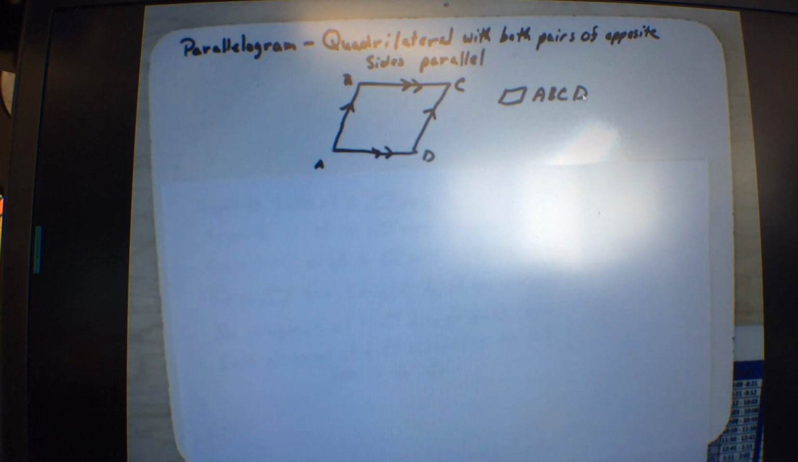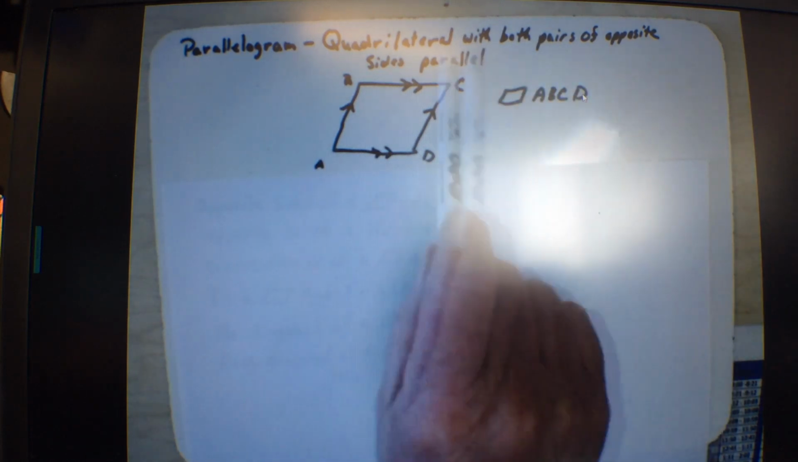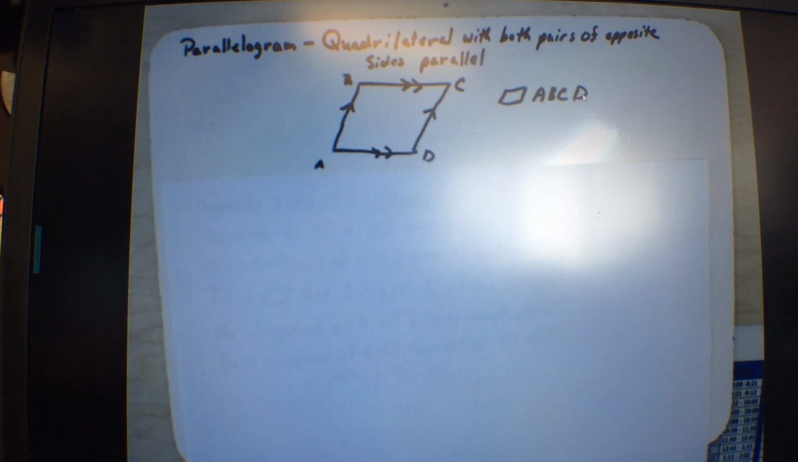Okay? So do you understand that this is the definition of a parallelogram? It is not a theorem. It is the definition. So if we ever use it in a proof, we would say definition of a parallelogram. Okay? All right. Now, there are some theorems that come from a parallelogram.